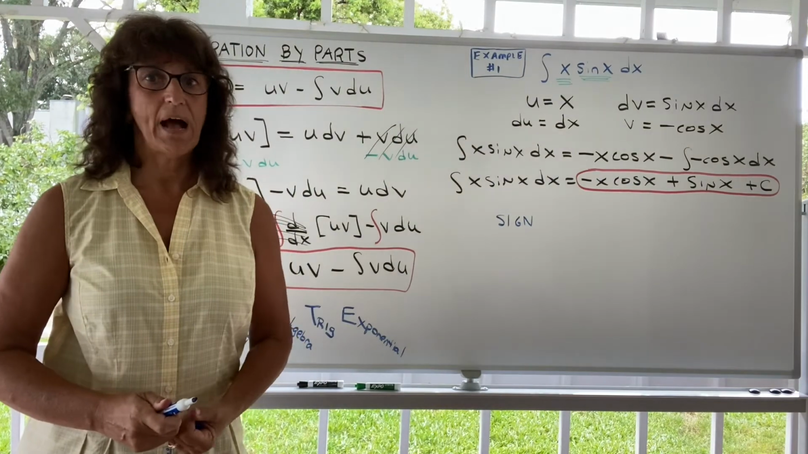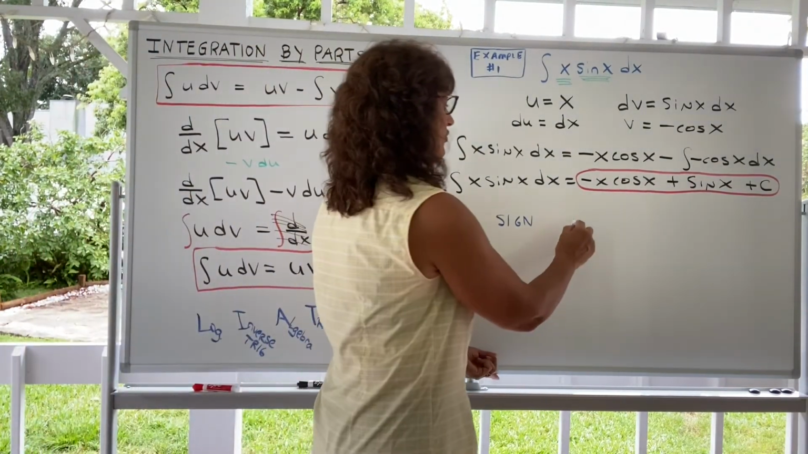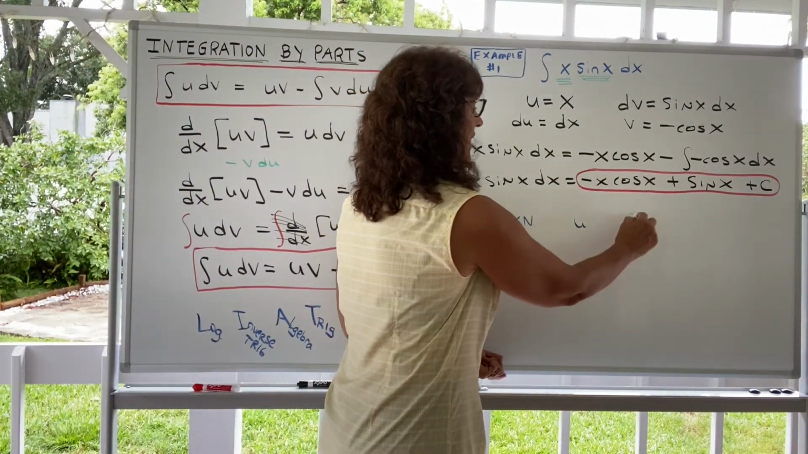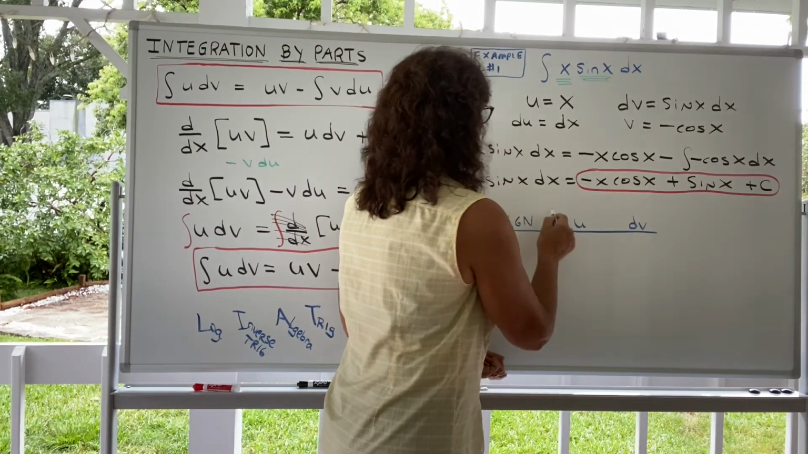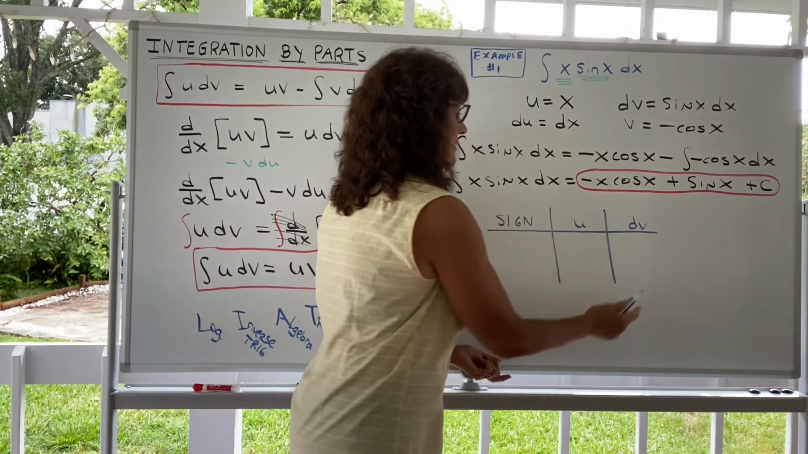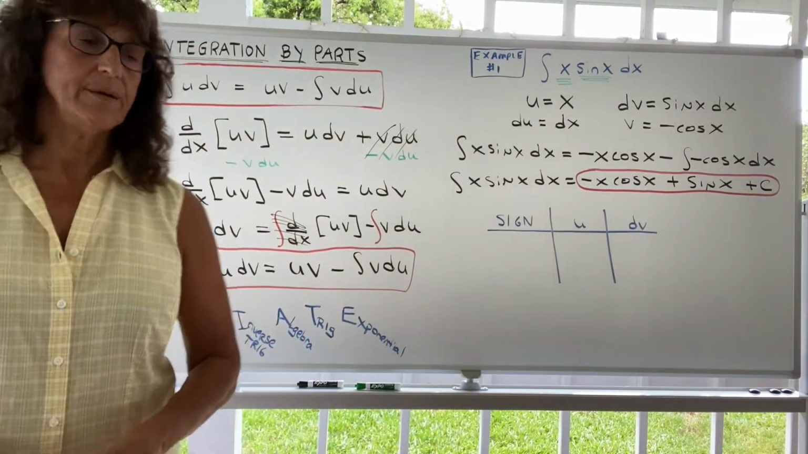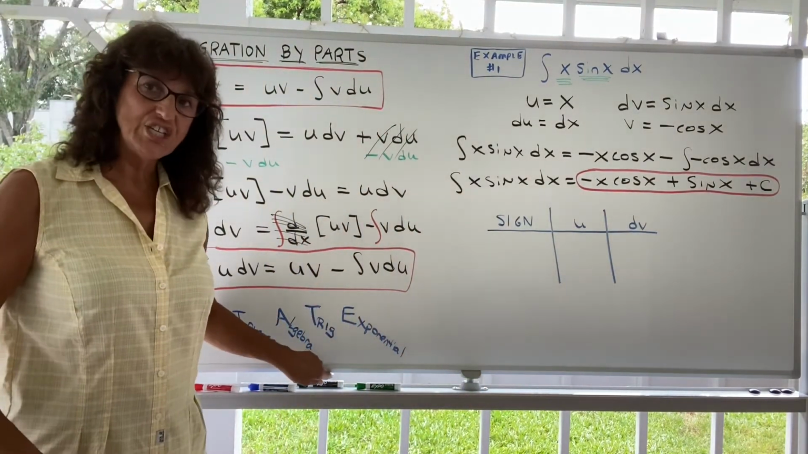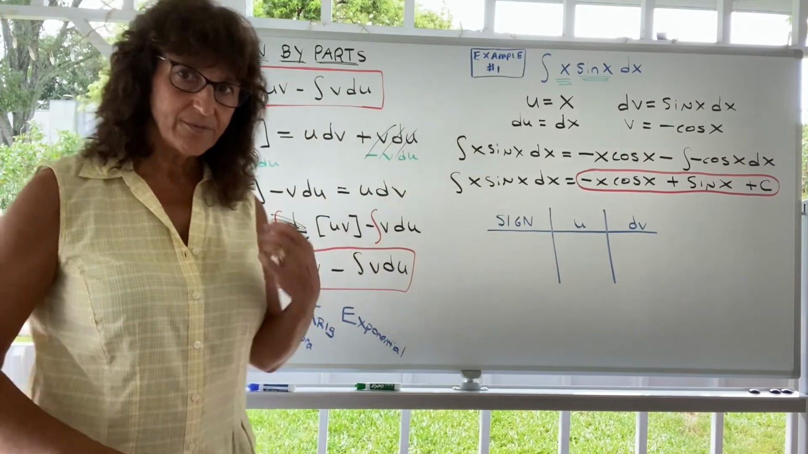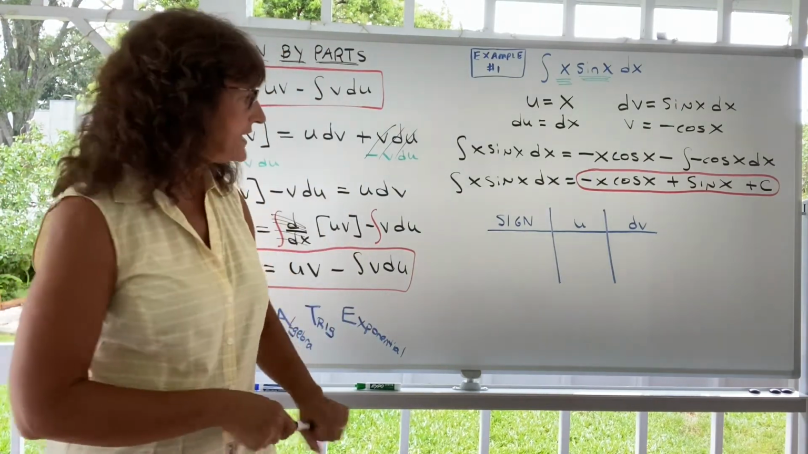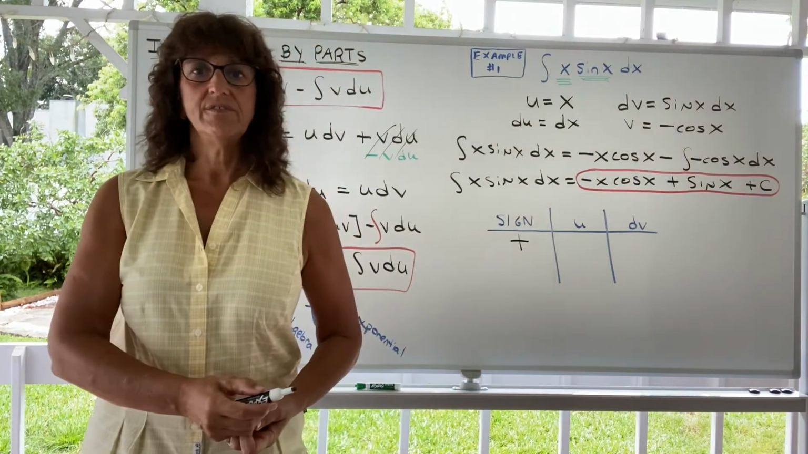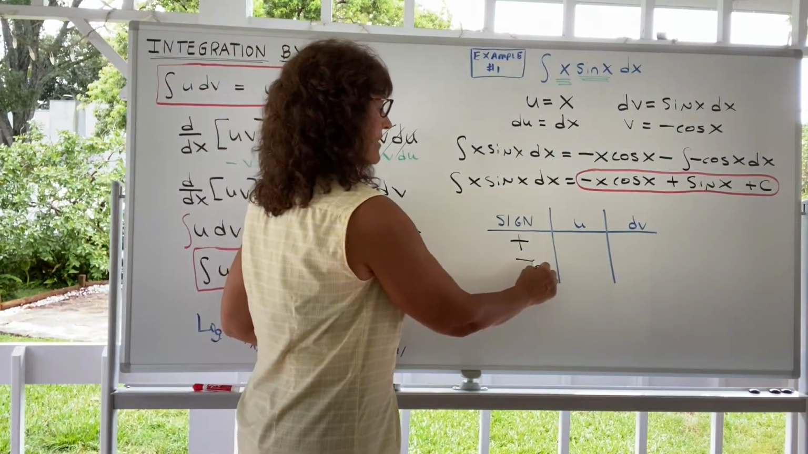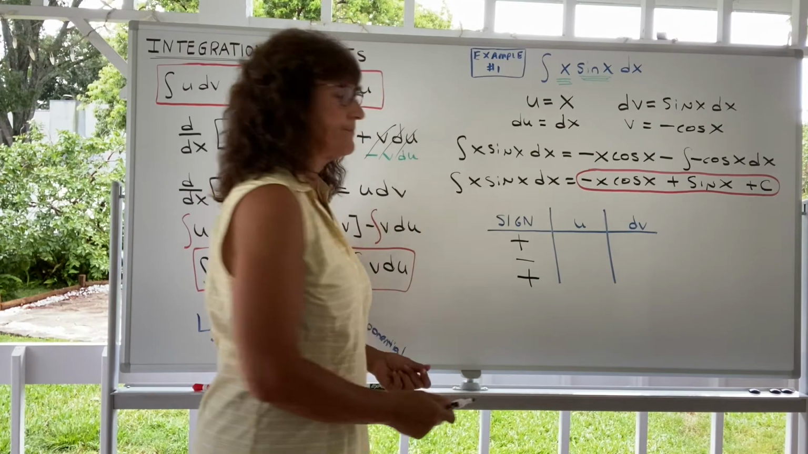Okay, for positives and negatives. Second column is going to be your U column. Third column is your DV column. Okay, so we're going to set up a table here. Your SIGN column, not to mix it up with the trig function, that's why I'm spelling it. Your SIGN column, which is always just start positive and alternate signs. Okay, positive, negative, positive. All right.